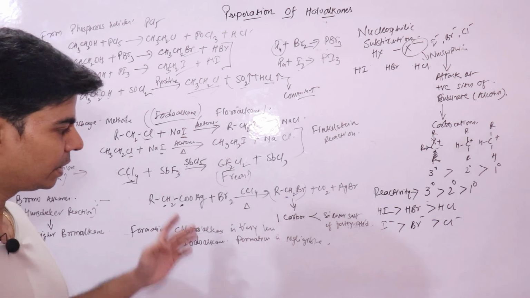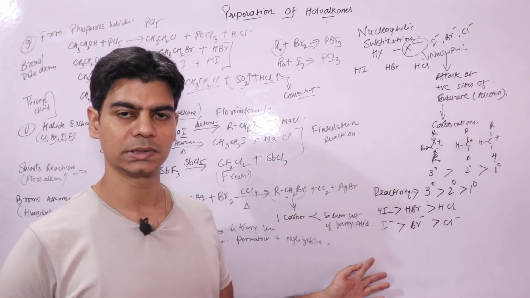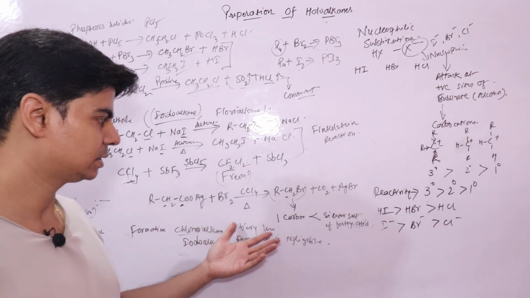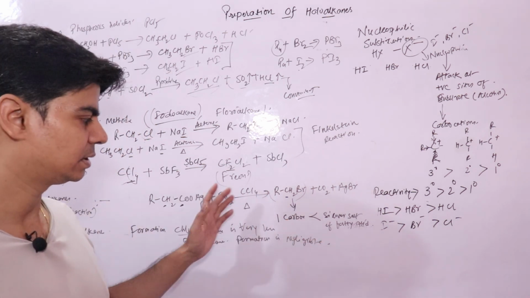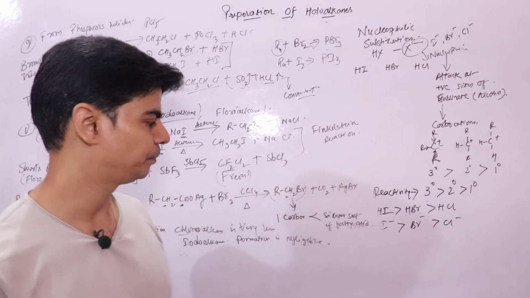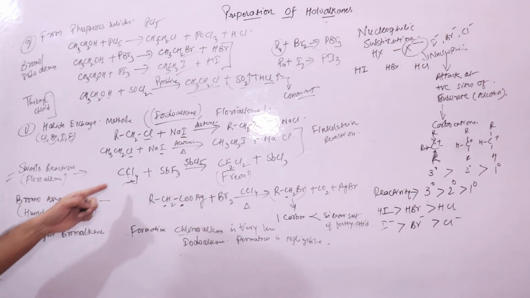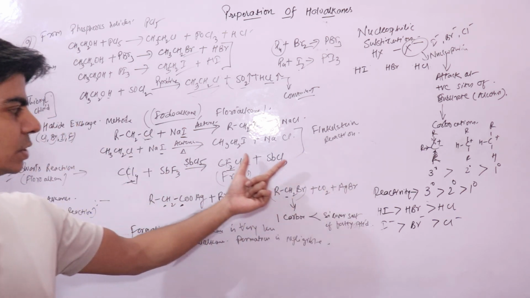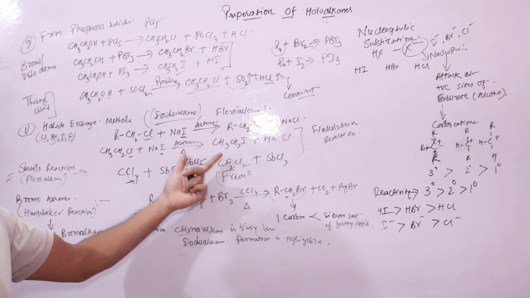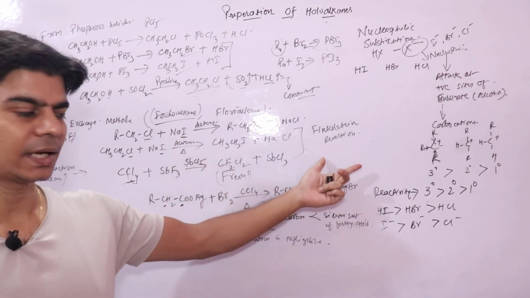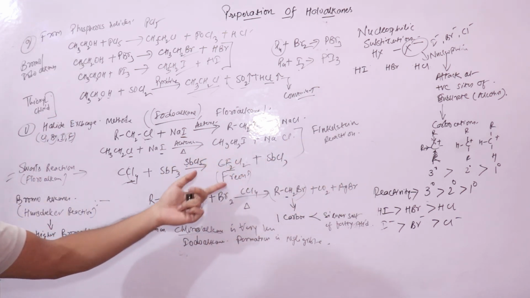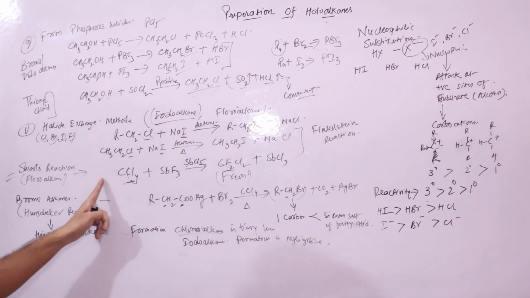This is used to prepare only bromoalkanes, mainly higher bromoalkanes, using the silver salt of fatty acid, and it has one carbon atom less, remember. I hope this is clear. Just remember the names of these reactions. Swarts reaction for fluoroalkanes, then Finkelstein's reaction for iodoalkanes. These two are halide exchange reactions.